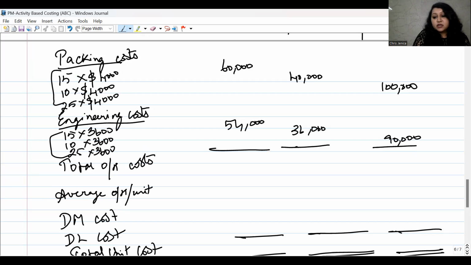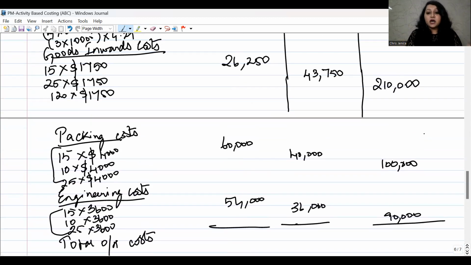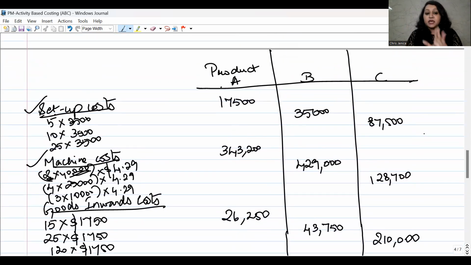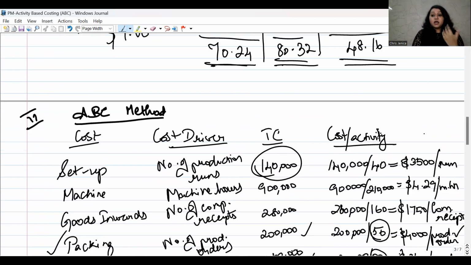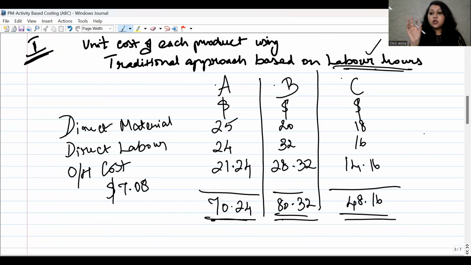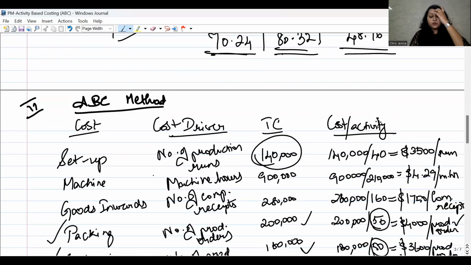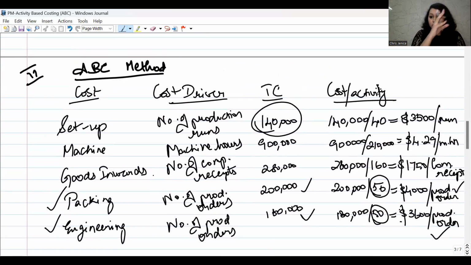So now we have observed our overhead cost into product A, B, and C based on their cost drivers. What we did so far under our absorption costing method was find a single overhead absorption rate at $7.08, and then absorb our overhead cost into each and every product A, B, and C. But under our activity-based costing method, we found out what is the factor that is going to influence the level of cost. So for setup cost of 140,000, we found out the cost driver, which was number of production runs.